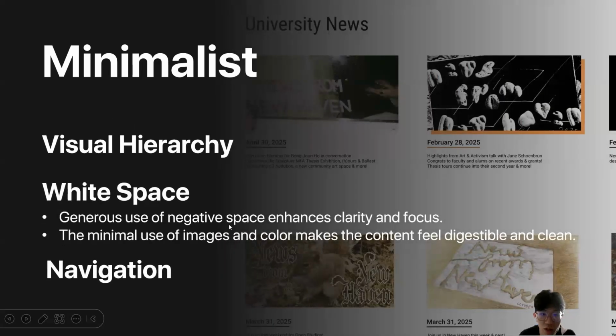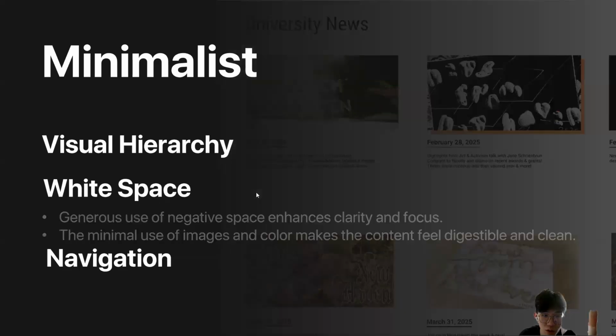Okay, so we generally use negative space to enhance the clarity and the focus, and the minimal use of images and color make the content feel digestible and clean. So that you can see here, our example. We have a lot of white space, okay? And this is the images. So when your mouse moves to any images, it will show the color like this, so that you can focus here, alright?